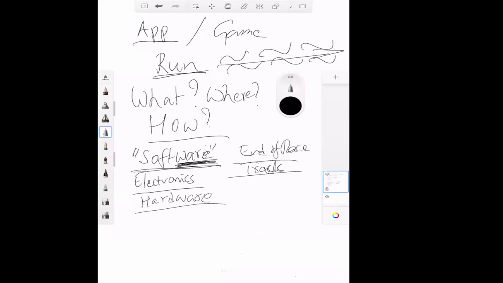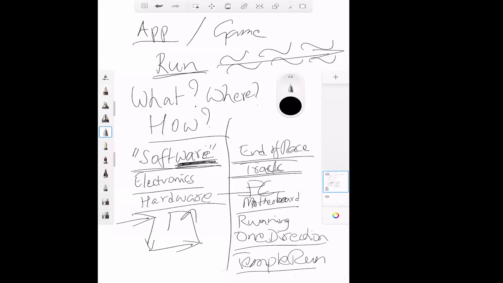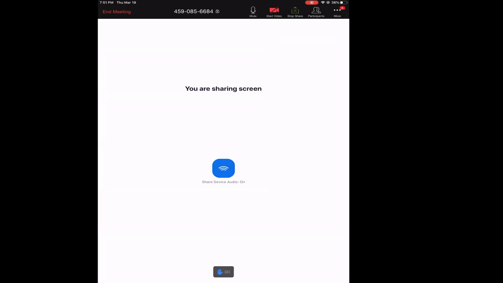Okay, good. And then the PC, and then the motherboard. And then also when it's running, it only goes straight, in one direction. One direction is important. Actually, it's like Temple Run. When you press to go left or right, it goes left or right, or else it will go straight. So it goes a right turn, then it goes up, and it's going in one direction all the time. It's not going back. That's what you're saying.